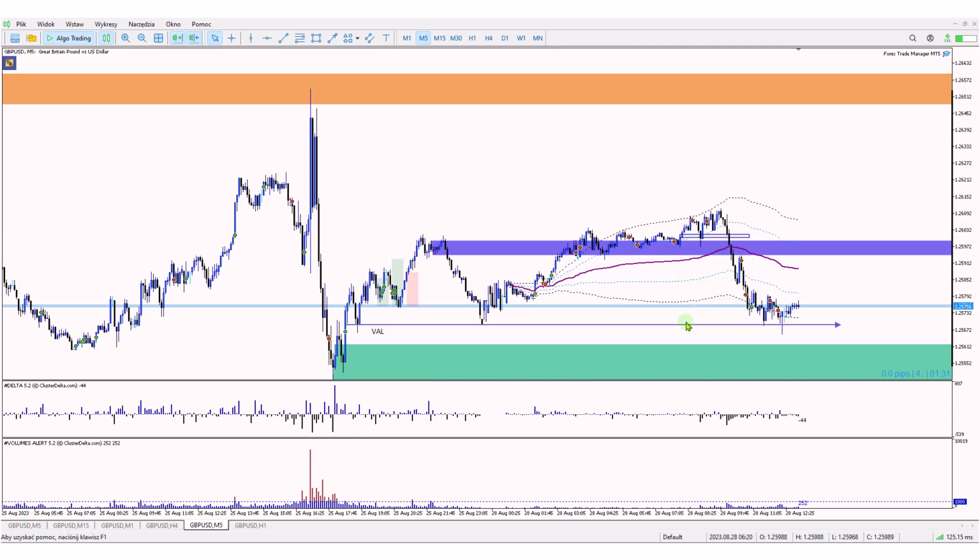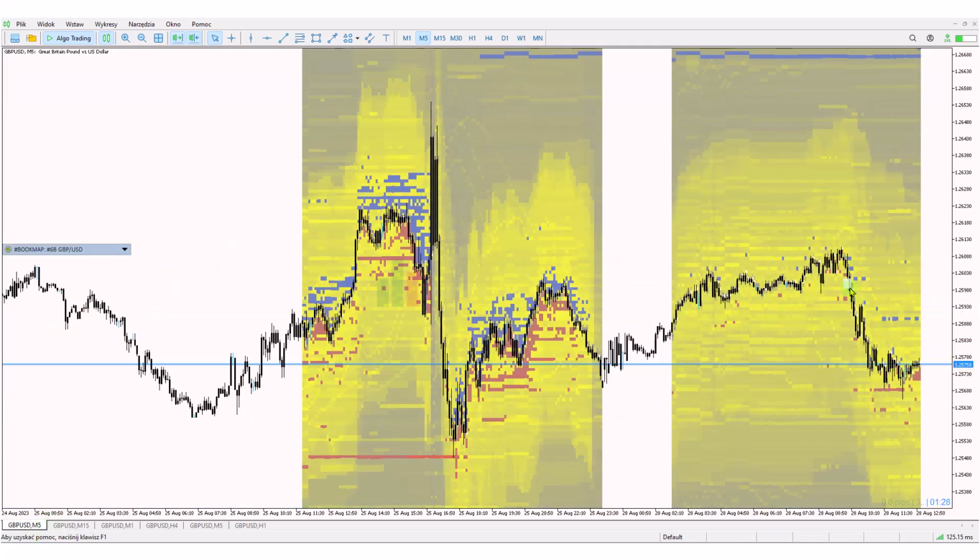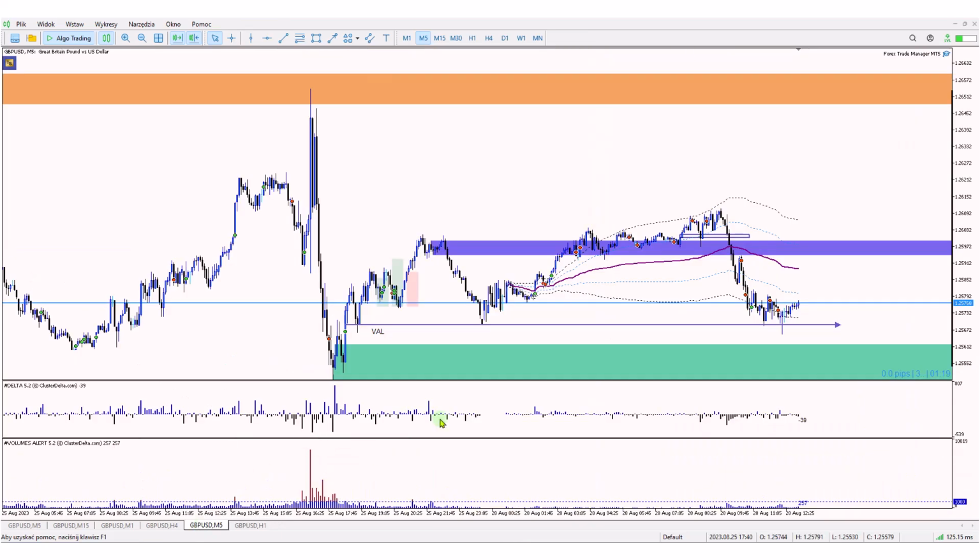For example, on the Bookmap, let's take a look. Where was the entry? I don't see this now. Okay, never mind. But do not have hope.